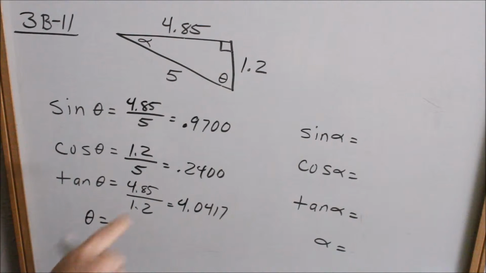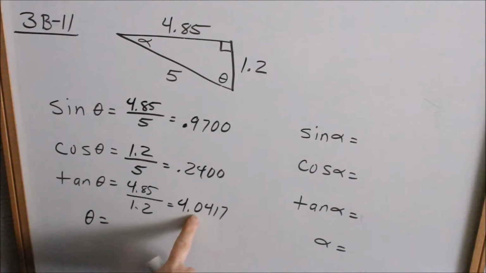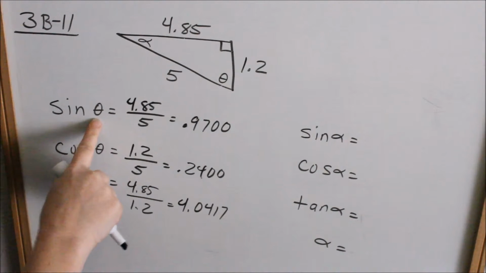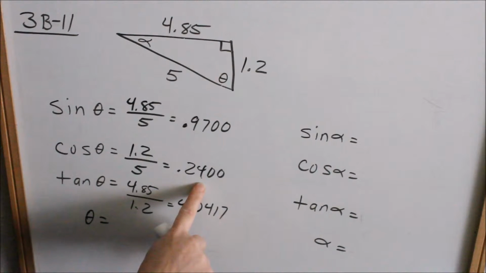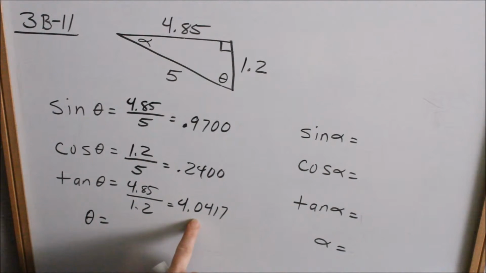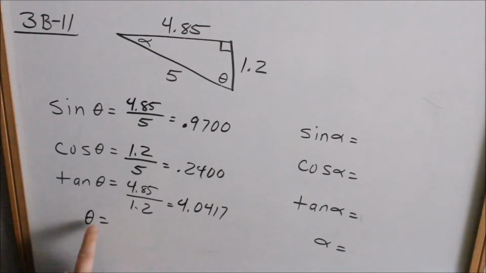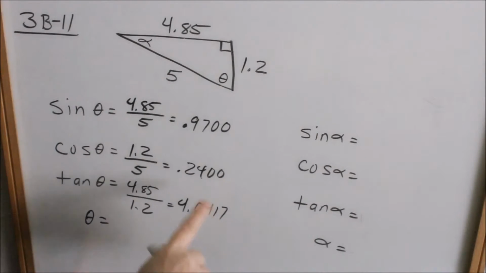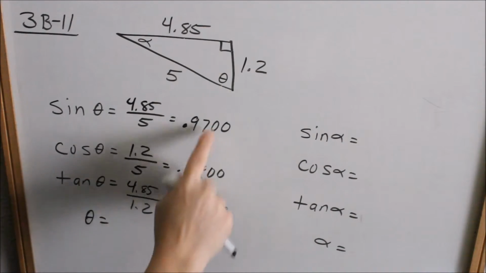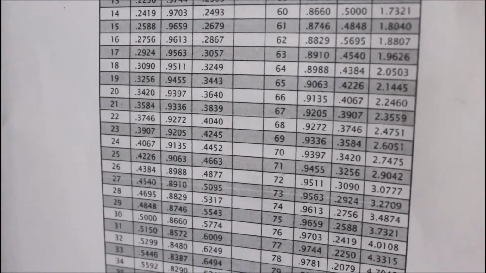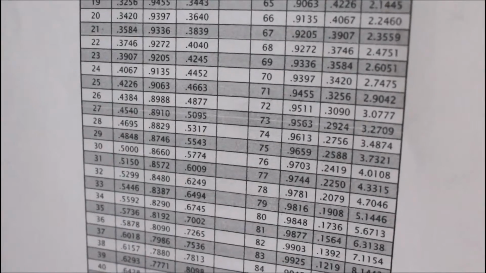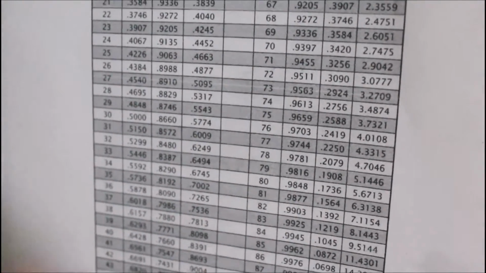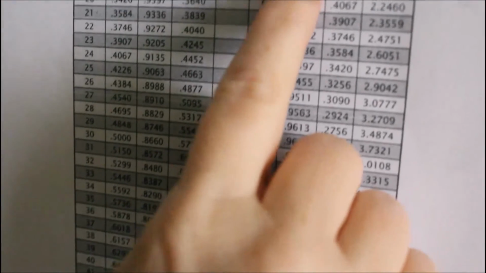Okay, now we can look these decimals up on our trig tables. If we go into the sine column and look up 0.9700, then the cosine column and look up 0.2400, and then the tangent column and look up 4.0417, they should end up with the same theta values. And you may not find exactly the numbers, but they will be really close because of rounding. Okay, so in 3B11, we found that sine of theta was 0.97, and cosine of theta was 0.24, and tangent theta is 4.0417. So we're looking for all of these numbers to where they're the closest.